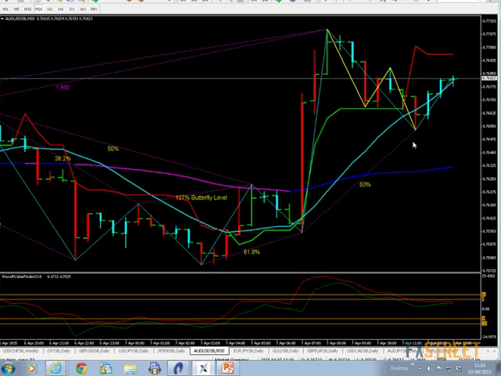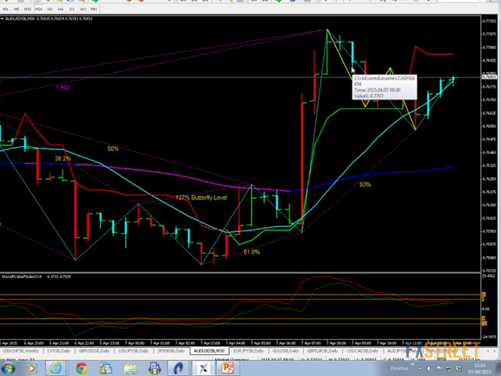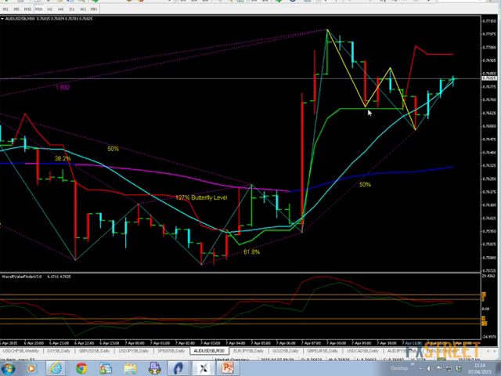And ABC corrections are incredibly useful because where you've got an established trend, inevitably there is going to be some form of correction, some form of pullback. And this pullback will very, very often make this formation. So it'll make this pattern.